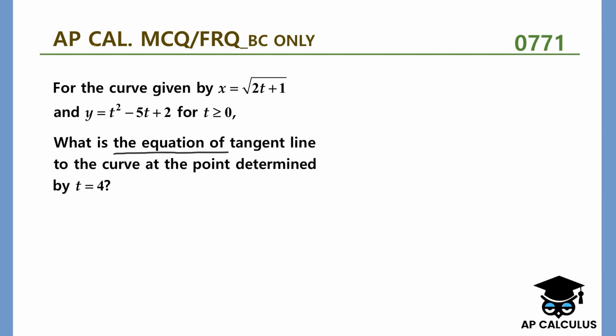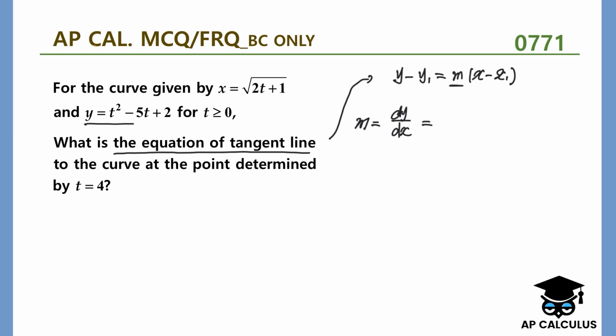The equation of the line is always y minus y1 equals slope m times x minus x1, right? That's point slope form. And we have to find the slope. The slope of a parametric equation is dy over dx, but y is in terms of t, and x is also in terms of t.